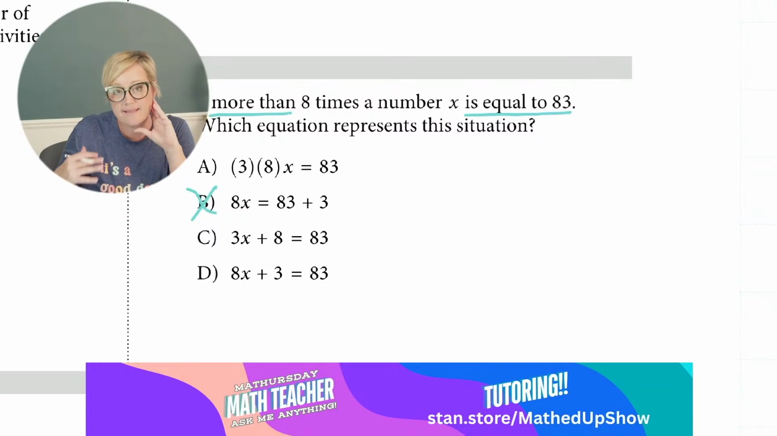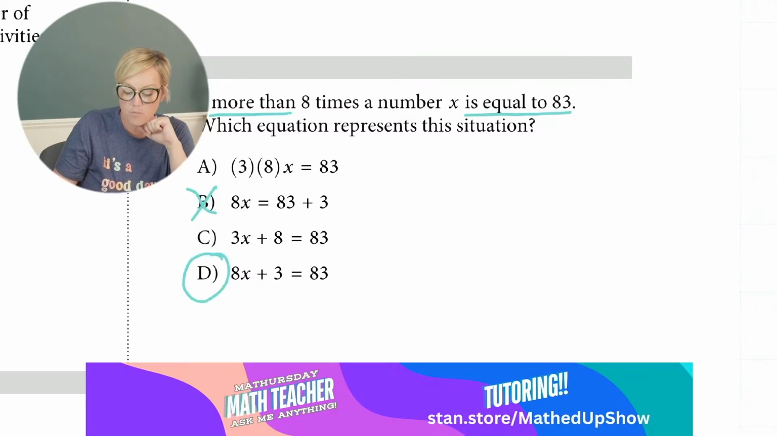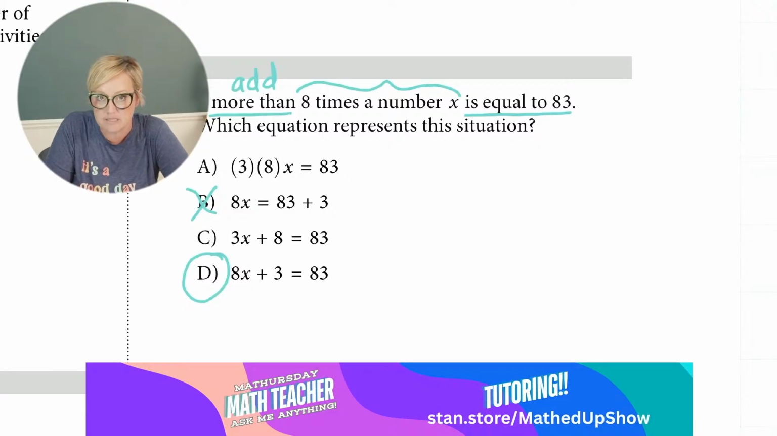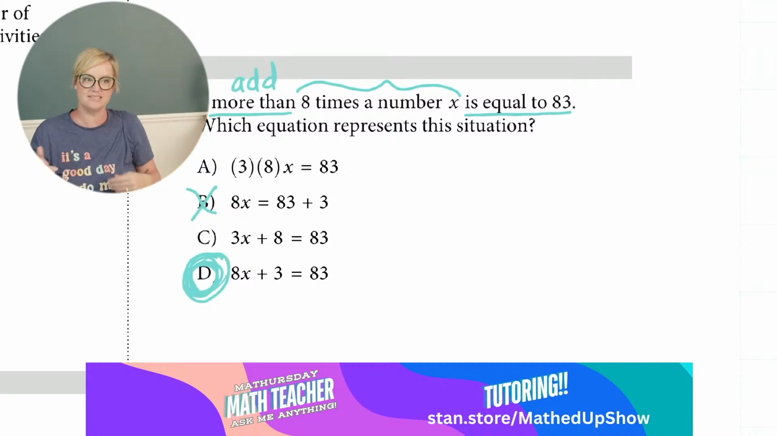So that right there is actually enough to lead us to the correct answer, which is D. Now the "more than" means that it's add. But it is important to know that you're saying 8 times a number x. So it's 3 added to 8 times the number x. It's not just being added to x. So that's what eliminates the 3 times x plus 8. And that's what leads us to the correct answer, which is D. Excellent.